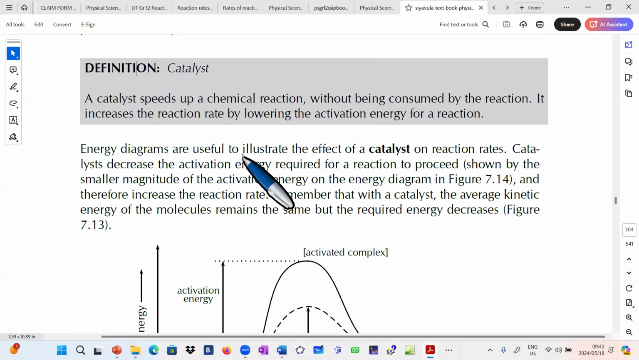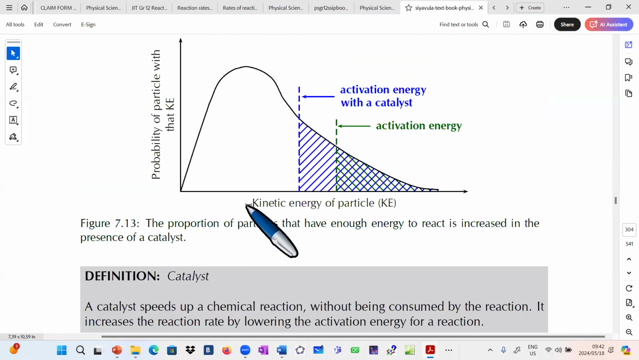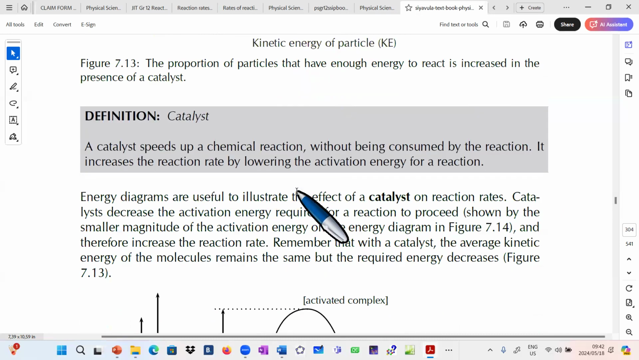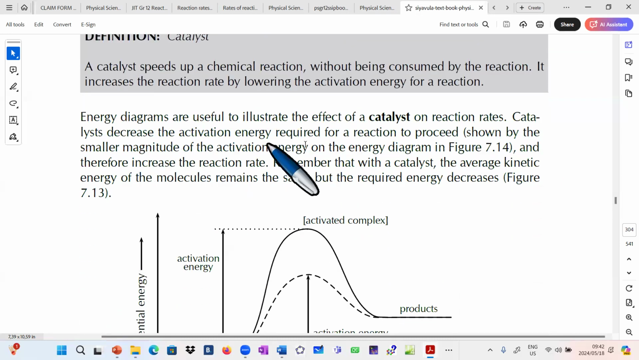Energy diagrams are useful to illustrate the effect of a catalyst on reaction rates. Catalysts decrease the activation energy required for a reaction to proceed. So the activation energy has decreased, and therefore the reaction rate increases.